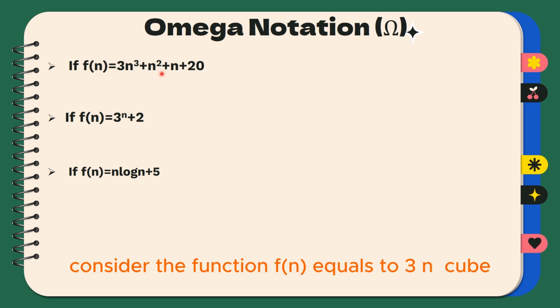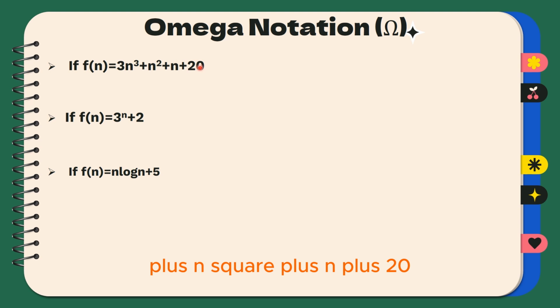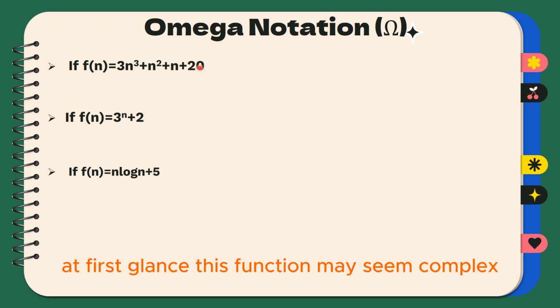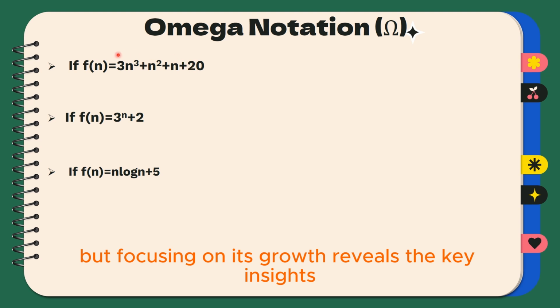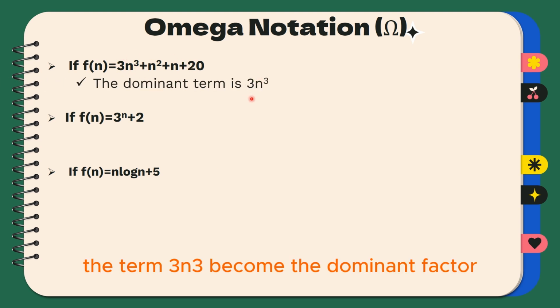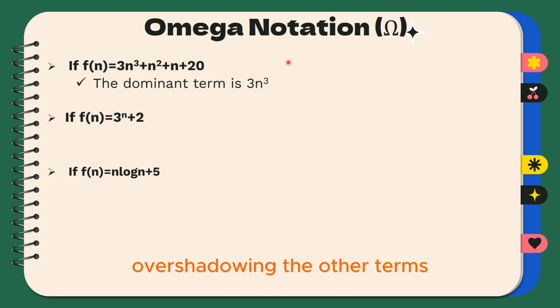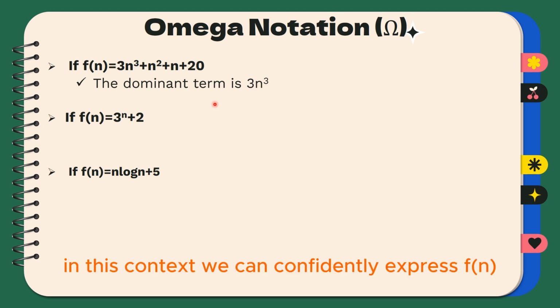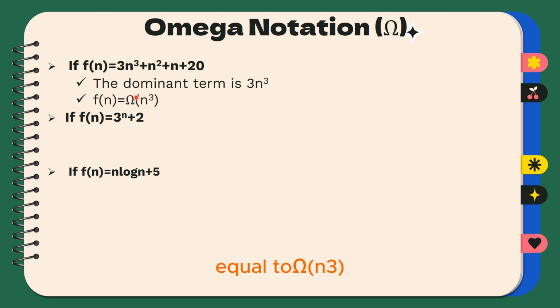Consider the function f of n equal to 3n cubed plus n squared plus n plus 20. At first glance, this function may seem complex, but focusing on its growth reveals the key insights. As n increases, the term 3n cubed becomes the dominant factor, overshadowing the other terms. In this context, we can confidently express f of n equal to big omega of n cubed.